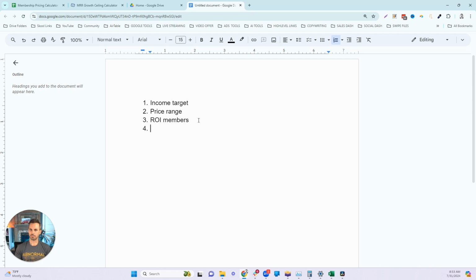The next is what model and size of community do you want to have? So model and size. Do you want to run a super exclusive membership with lots of personalized attention that only has like 10 members? In that case, you want to charge premium prices for that. Okay. Or do you want a community where it's more of a volume play and you want to charge lower prices and get tons and tons of people to join and stay around for longer? Think the Netflix or Planet Fitness model.